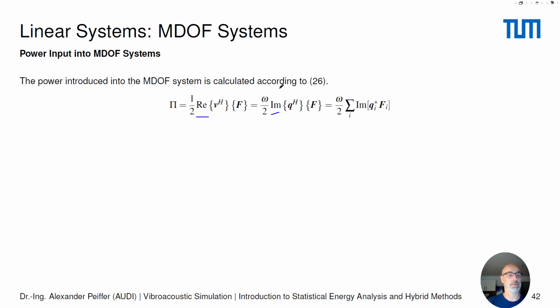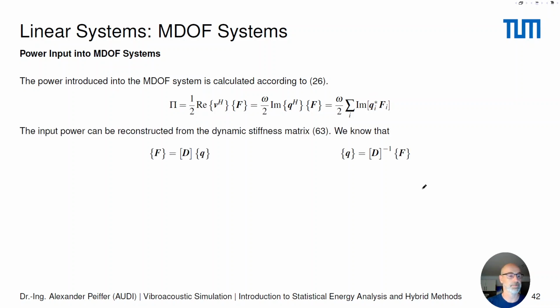And just remember, this is a column vector, and this, with the Hermitian, is a row vector. And that means that every component of those vectors are just multiplied and summed up. So this is just another way to write this equation. But anyhow, it would be the introduced power into a complex dynamic system with multiple, very complex forces and multiple degrees of freedom for displacement.